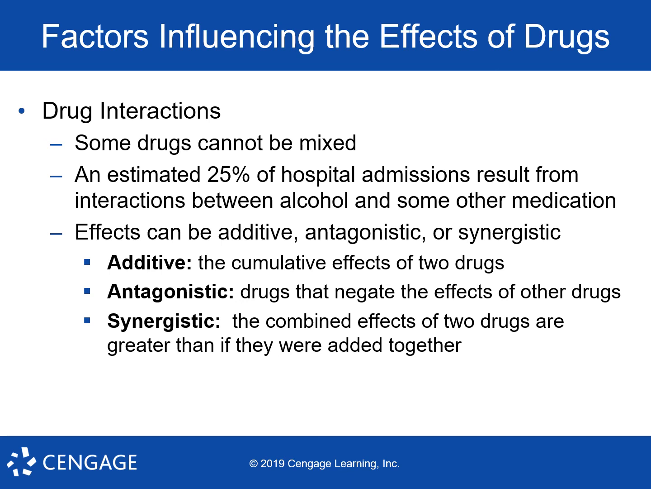So also understand the issue with certain drug interactions. Some drugs just cannot be mixed. One of the things we mentioned was a combination of aspirin and alcohol, which can result in very rapid onset of bleeding peptic ulcer disease. And as it says here, an estimated 25% of hospital admissions result from some type of interaction between alcohol and other medications, such as maybe narcotics, tranquilizers, party drugs, you name it.